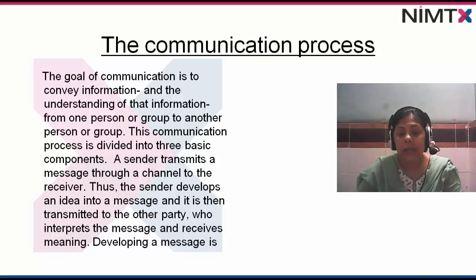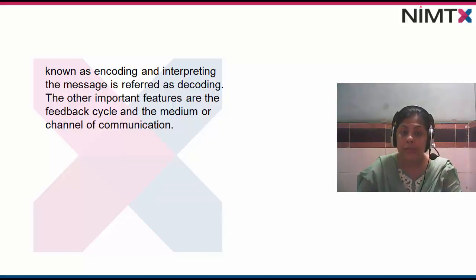And it's an idea that the sender is developing into a message. He or she has some idea in his mind, and that is being transmitted to the receiver. The receiver receives the message, decodes it. The sender encodes. The sender has an idea. He encodes it and sends it as a message to the receiver. The receiver receives the message, decodes it to his or her understanding, interprets it, and works toward it.